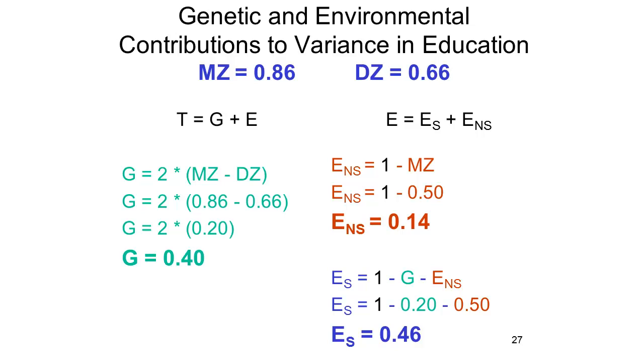Some families send their kids to school, make their kids go to school, make their kids go to college, even if the kids aren't all that smart. So the shared environment is much more important as a determinant of educational outcome than it is as a determinant of IQ.